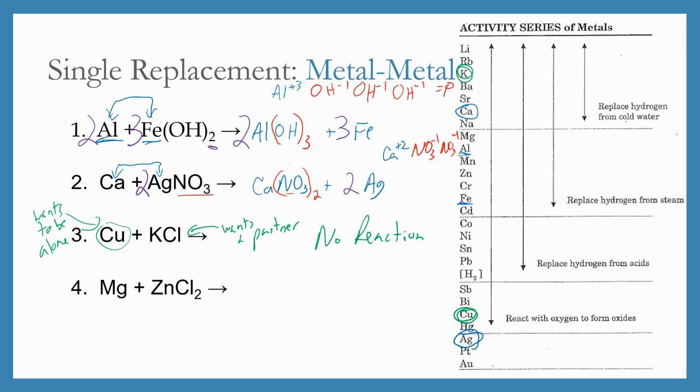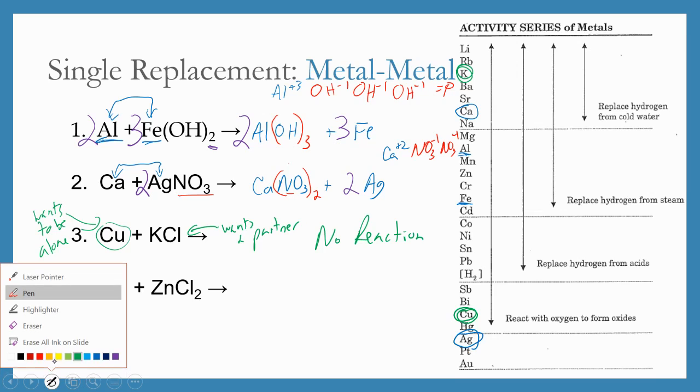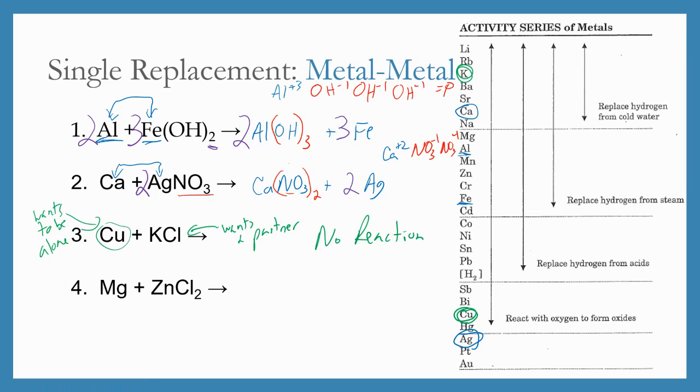All right, so then magnesium and zinc. Magnesium and zinc, let's take a look at those. We'll go with a lighter blue. Magnesium is up here and zinc is down here. So of those two, zinc wants to be alone, so they are going to switch places. And magnesium will get with the chlorine and zinc will be by itself.